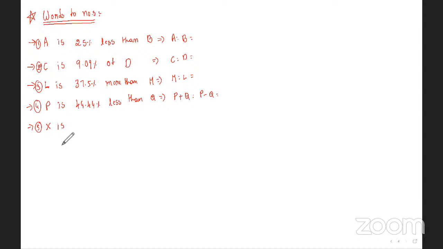If x is 6.67% more than y, ठीक है, then x is to x plus y क्या होता है? Try this.